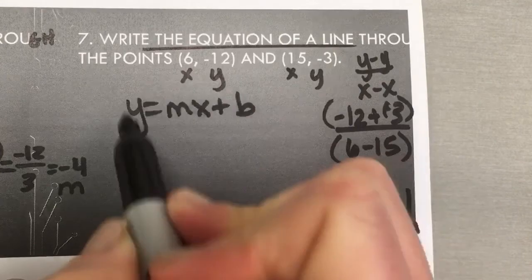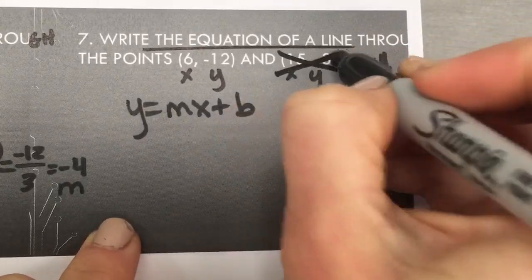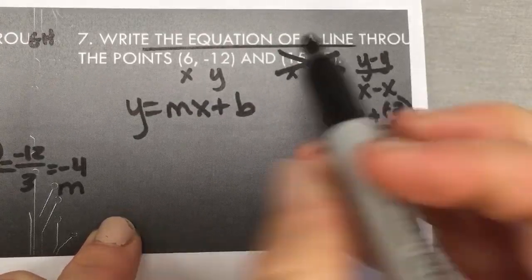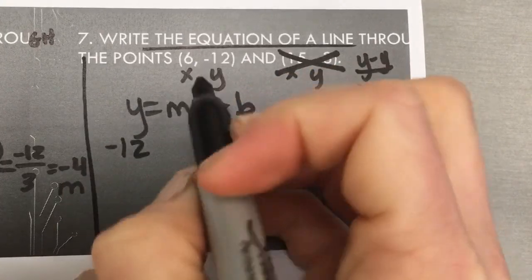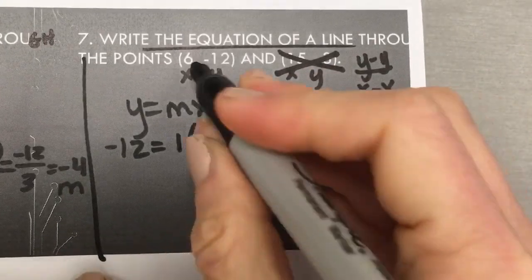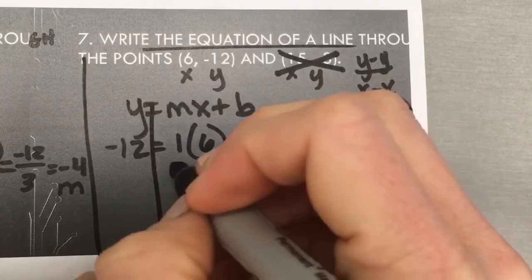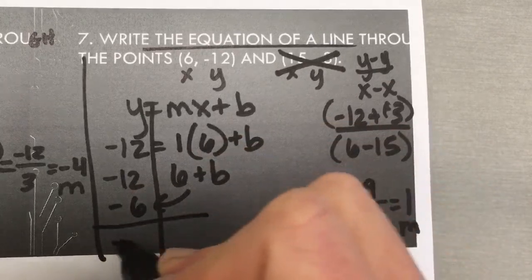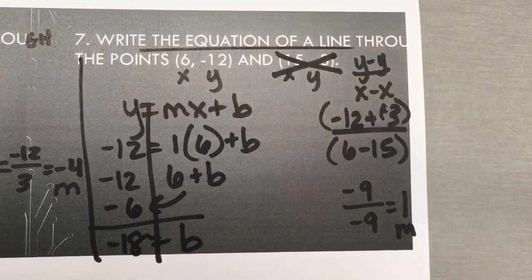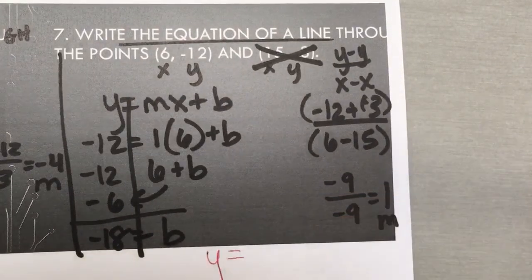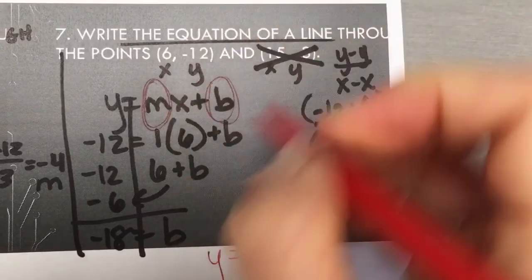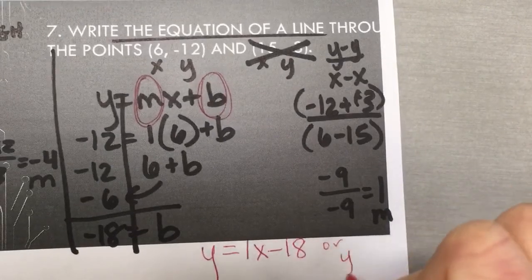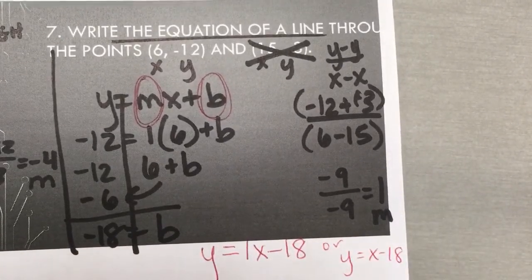Once again, when you go back to this formula, you only need 1 point. I encourage you to mark out the other one so you don't get confused. So for the y, I'm plugging in -12. For m, +1. For x, 6 plus b. So you multiply those, and then you move 6 over to the other side. It was positive, so it becomes negative, so I get -18 equals b. My final answer is going to be y equals, and you plug in for the m and the b. Well, m is 1, and your b is -18. You could also write that y equals x minus 18.